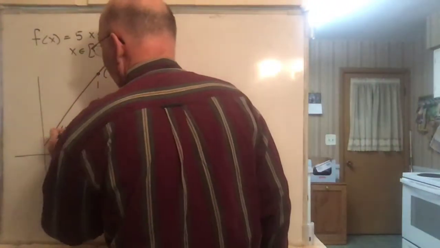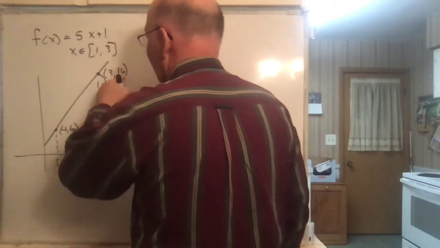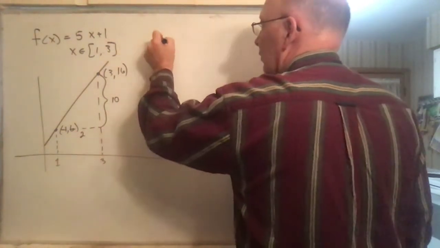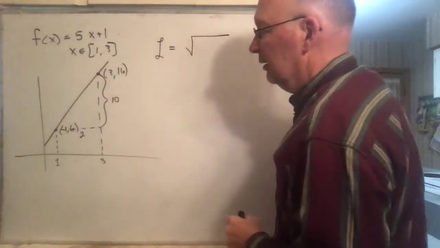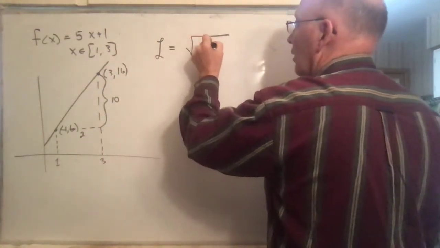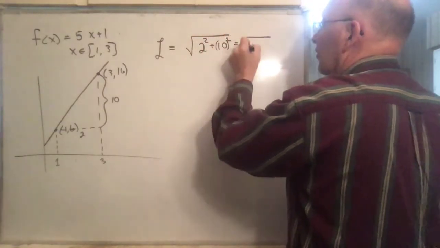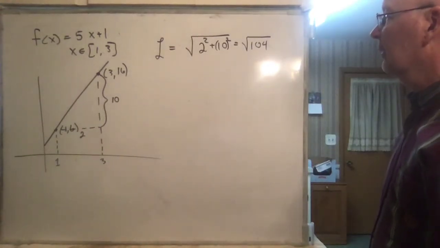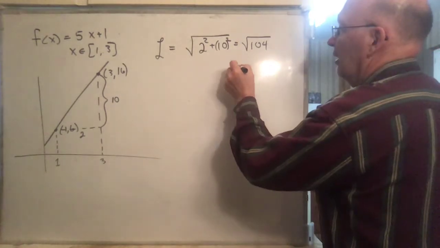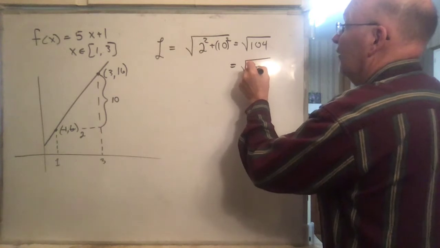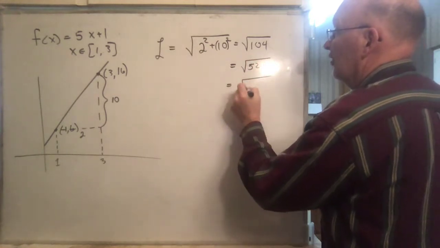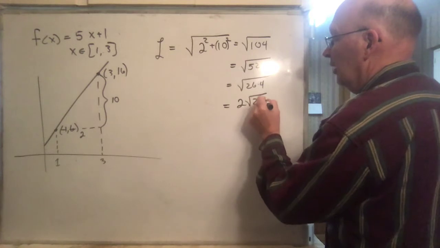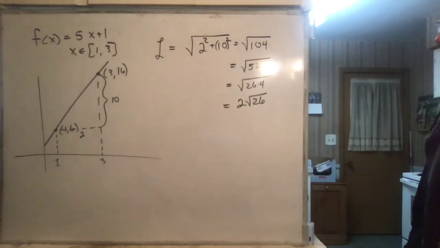Well, Pythagorean theorem, right? 16 minus 6 is 10. 3 minus 1 is 2. So the length, use a script L for the length, would be just the square root of 2 squared plus 10 squared, which is the square root of what? 104? Square root of 104. Can you reduce that at all? 104 is the same as 52 times 2, which is the same as 26 times 4. And you can bring the 4 outside. 2 times the square root of 26, right? 2 times the square root of 26. So there's the length.